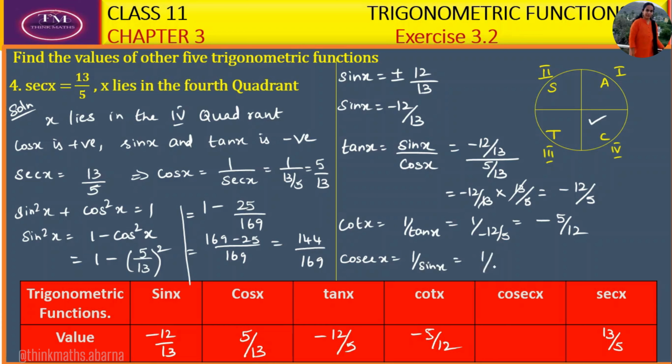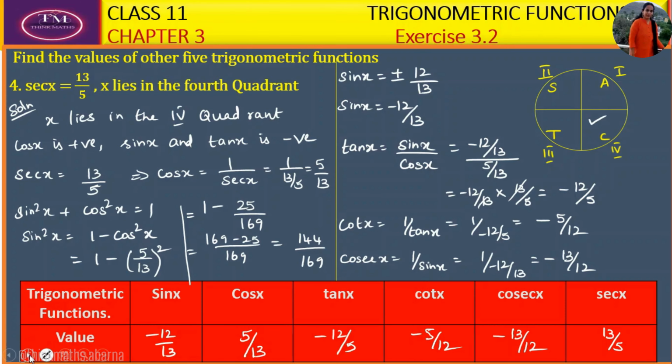So 1 by, what is sin x? Minus 12 by 13. So the negative sign stays, and 12 by 13 will become 13 by 12 in the numerator. So it is minus 13 by 12. So all the values are found. Okay children, clear? Very simple, isn't it?